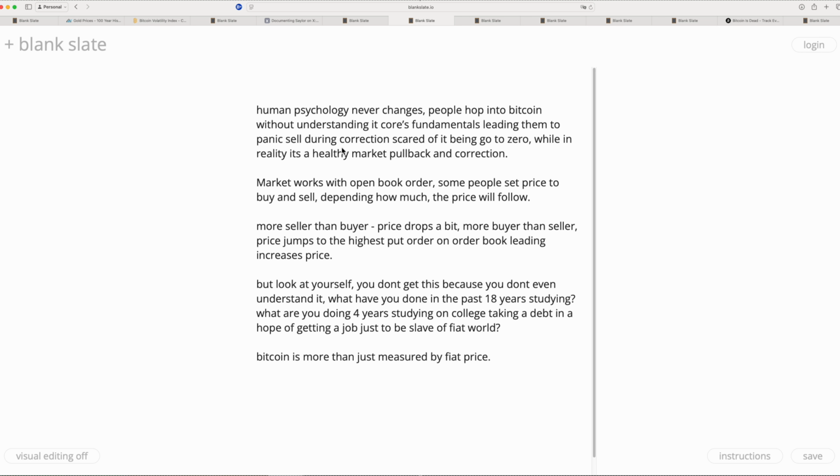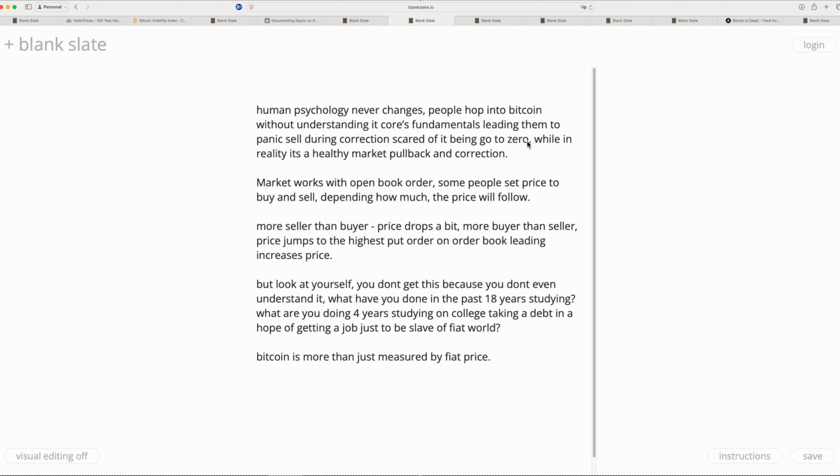Now, when we talk about volatility, we often come to the discussion of human psychology too, because it's also one of the things that affects the volatility of an asset's price. Psychology never changes. People hop into Bitcoin without understanding its core fundamentals, leading them to panic sell during a correction, scared of it going down to zero. Again, this is because people don't understand Bitcoin. You have to build your own conviction, study it.